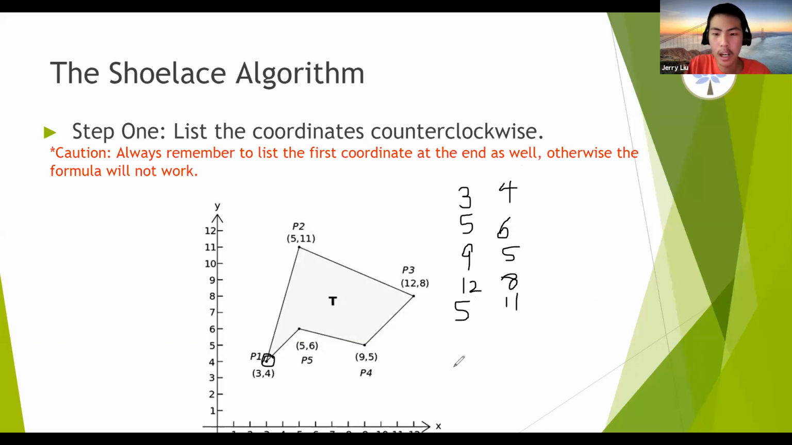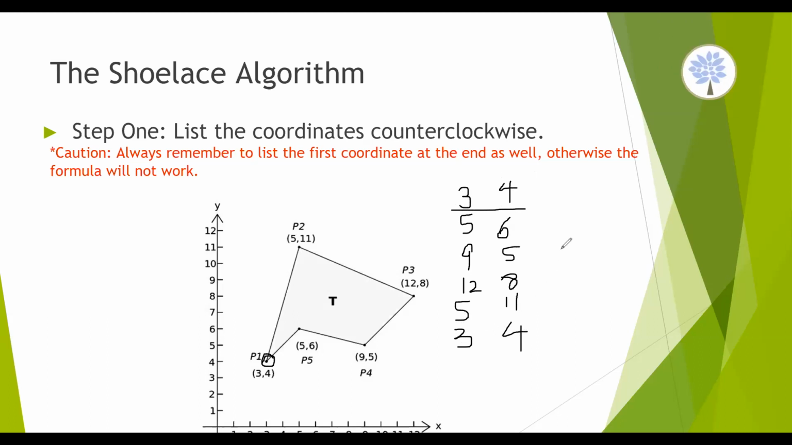So our next step after listing the coordinates is to repeat the first one. You must repeat the first coordinate that you listed, so that when you do the next step, you can connect this 5, 11 back to the first one, because that's very important. If you do not do this step, the answer that you'll evaluate at the end of this formula will be wrong. So always remember that this is a very common error when we use this algorithm.